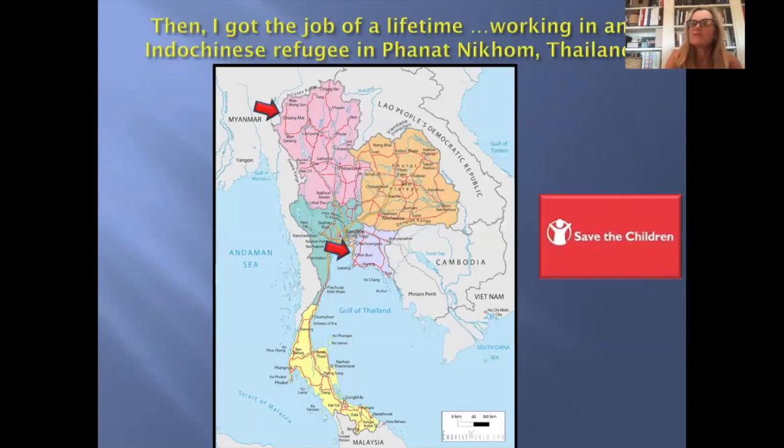Then I got the job of a lifetime. I'd always wanted to work in a refugee camp, so I actually applied for a Thai position working for Save the Children in a refugee camp in Panat Nikhom, Thailand, which is where the lower red arrow is, in a town called Chonburi, which is about 4 hours southeast of Bangkok. And I worked there for 2 years.